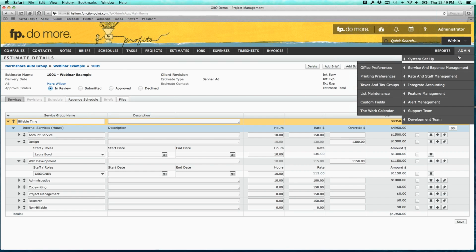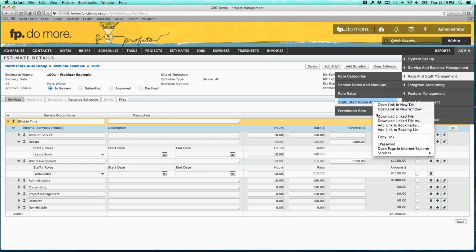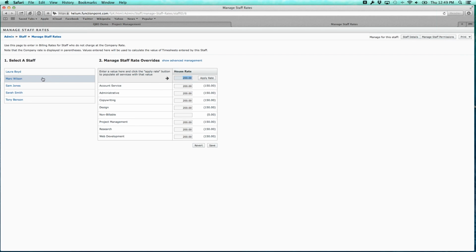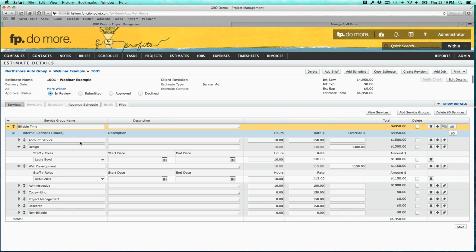As I mentioned, when I enter a timesheet into the system, it is going to look at my specific rates page. This is where the system is going to look to find the value. So if it looks here and it finds a value here, it's going to use that value. So when we look at this account service, 10 hours at 150, if I put in 10 hours of work, the actual value is going to be $2,000. Design, Laura here specifically entered, estimated for 10 hours at 130. If I put in 10 hours, it's going to come in at $2,000 because I have a rate of 200.